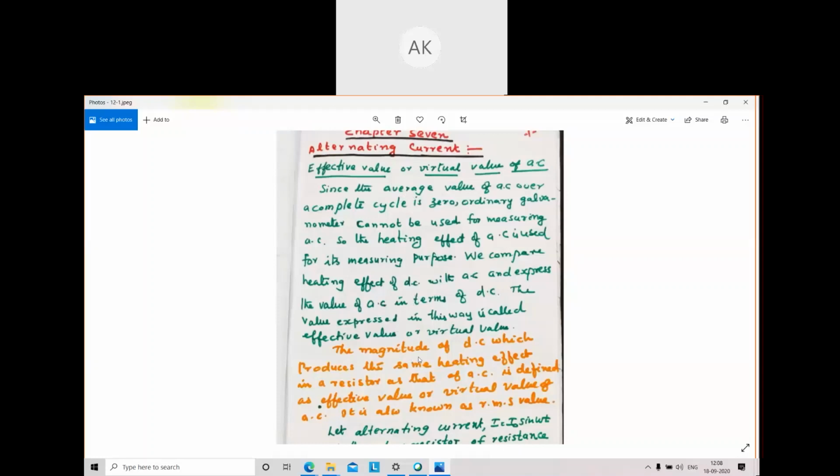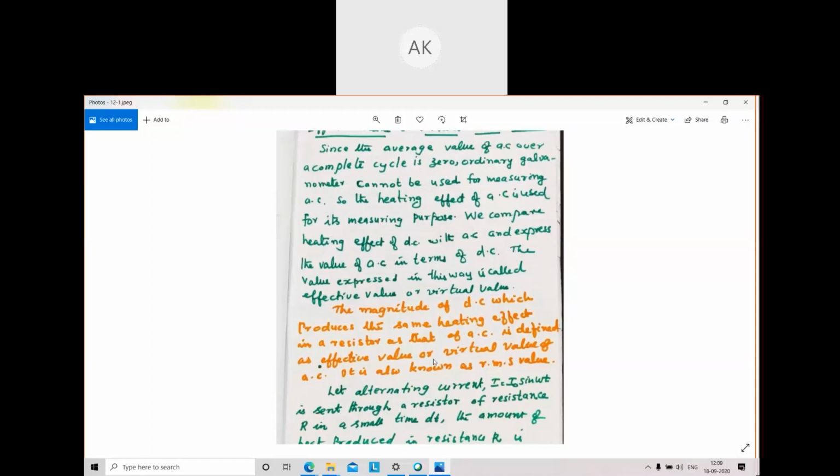The magnitude of a steady value is considered as the DC value. The magnitude of the DC which produces the same heating effect in a resistor as that of AC is known as the effective value, or virtual value, or RMS value. Like that, all have the same meaning. RMS value, virtual value, effective value, the meaning is all the same.